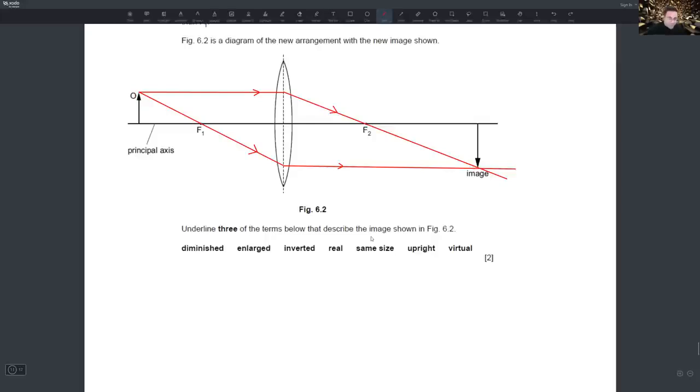What is this image? Is it diminished or enlarged? With my ruler or my fingers, I'll just check the height of O and the height of the image, and oh, the image is bigger. So enlarged. Inverted, yeah, inverted. Real or not? Oh yeah, it's real. So it's real, inverted, enlarged. That's it.